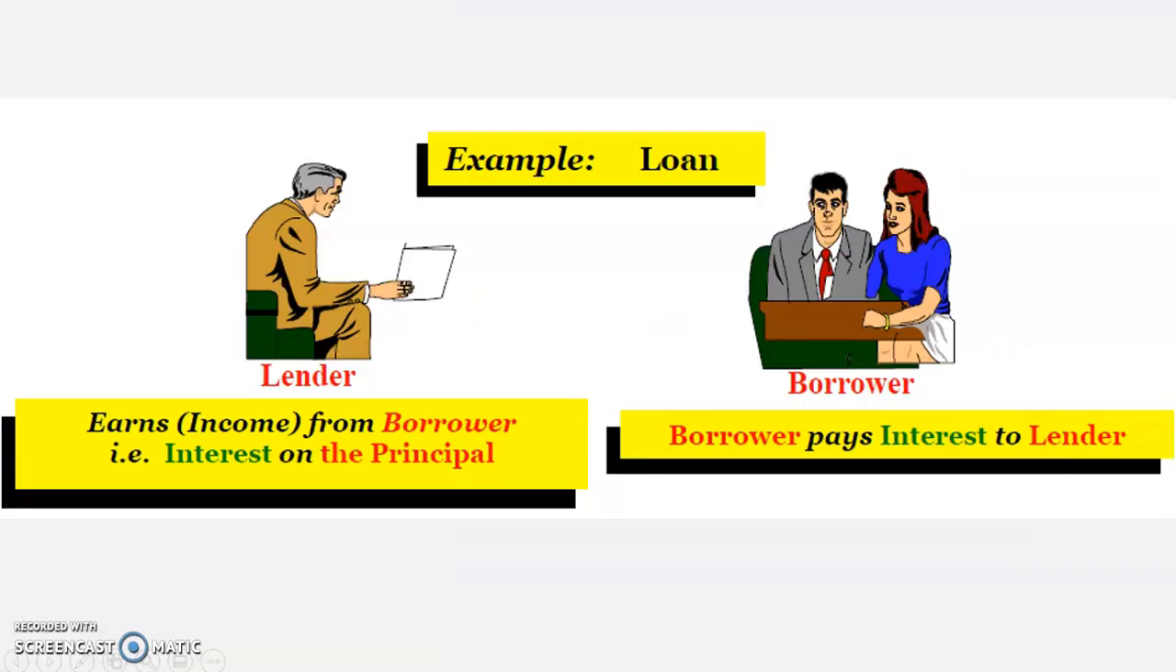Okay, so you can see here, loan, the lender. The lender will get interest on the principal, and the borrower will pay interest to the lender. Okay, so these are examples of interest.